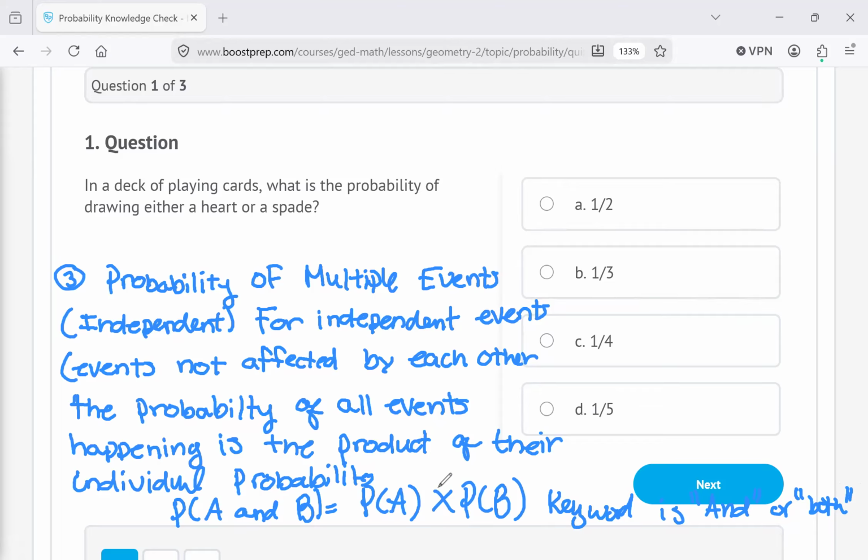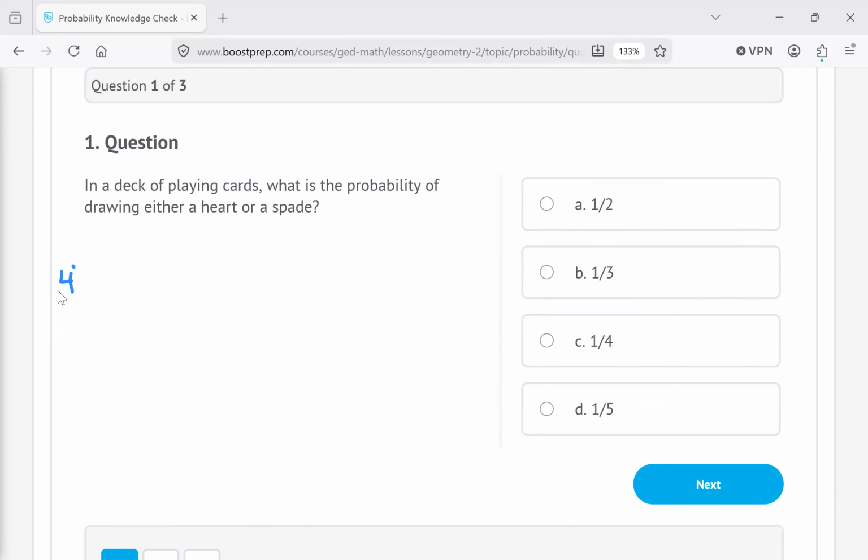Okay, and then the last one, go ahead and pause the video if you need to write this formula down. I'm going to clear and go over the fourth one. So the fourth formula is probability of complementary events. A complementary event refers to events where if one thing happens, it implies something else happens.